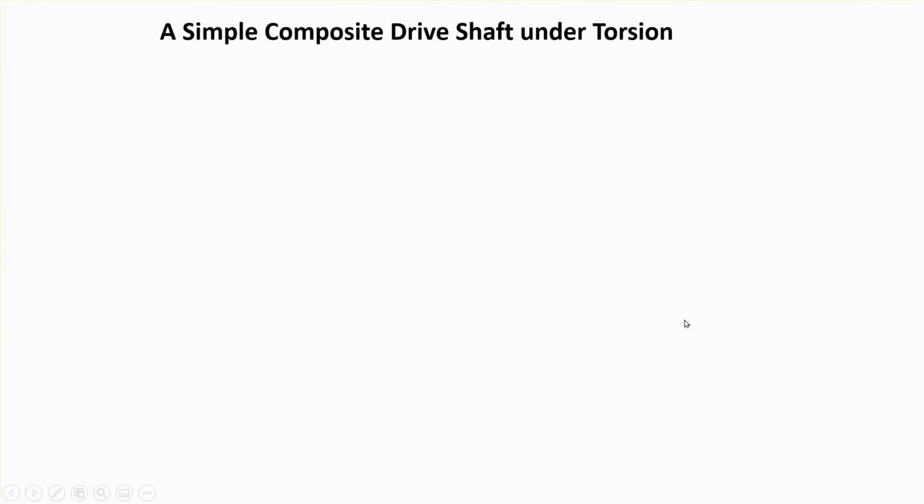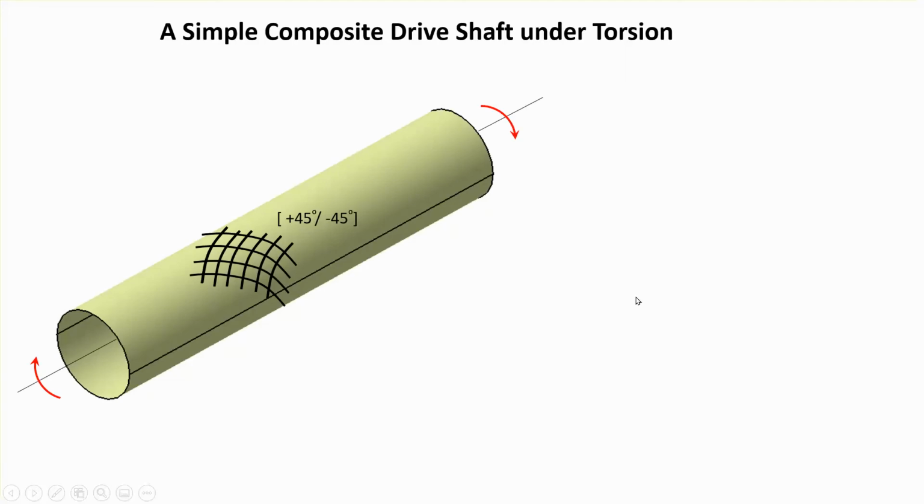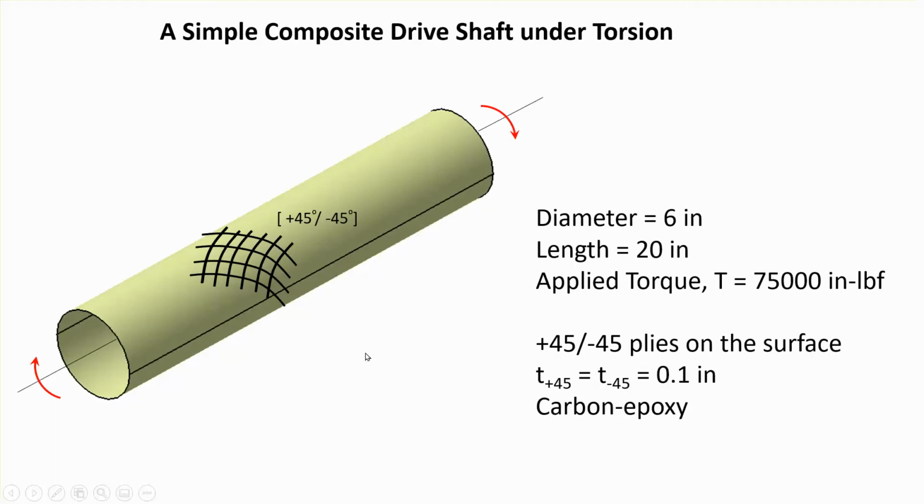We're going to be doing a hollow tube, which is under torsion, and this hollow tube is made of two layers of carbon epoxy, which are at 45 and minus 45 with respect to some rosette. Okay. Now the geometric information here is diameter 6 inches, a length of 20 inches, and the applied torque is 75,000 pounds.